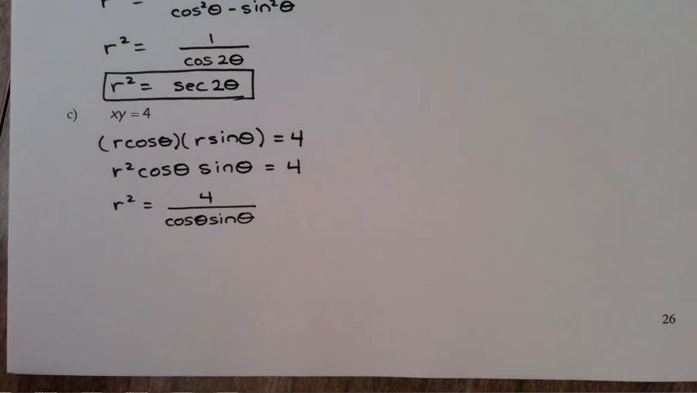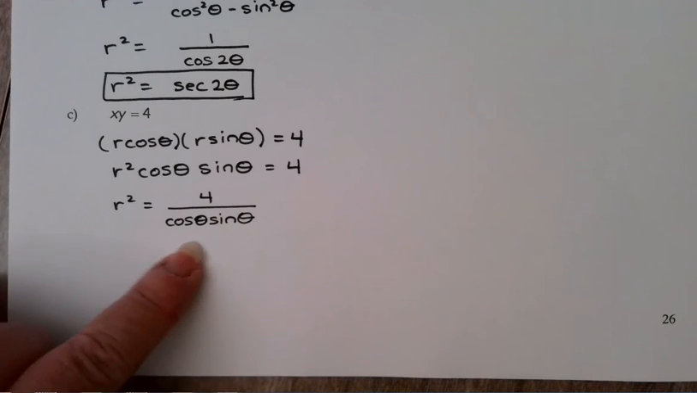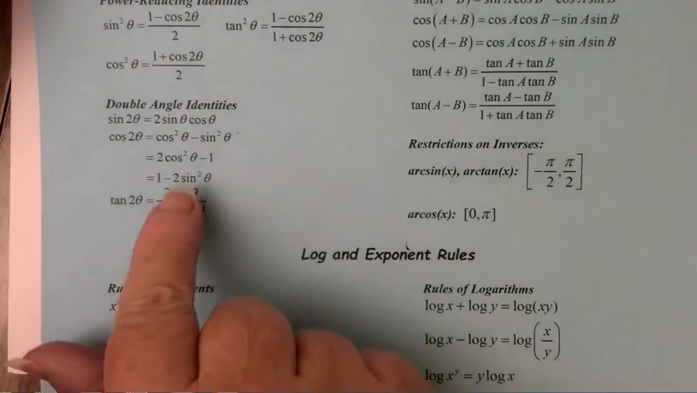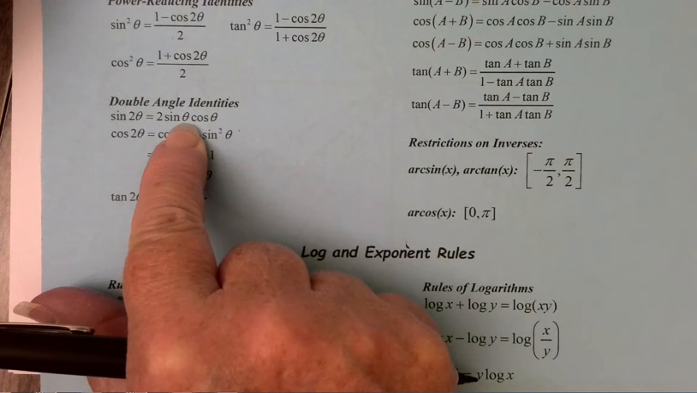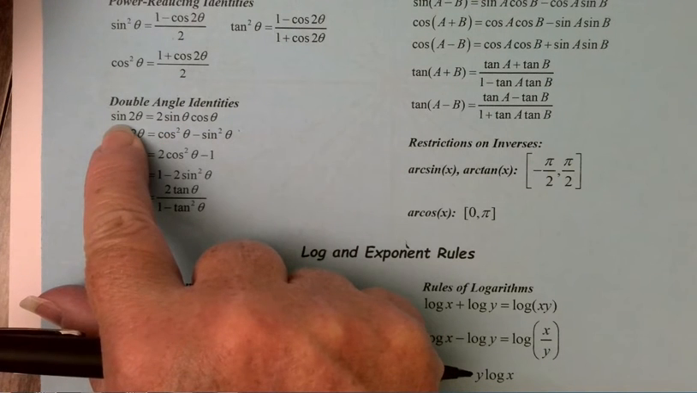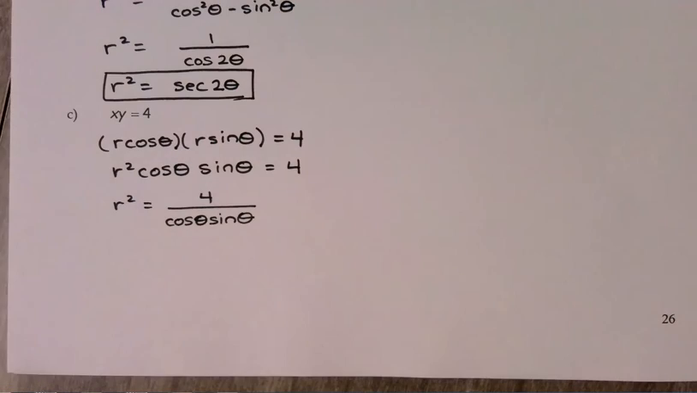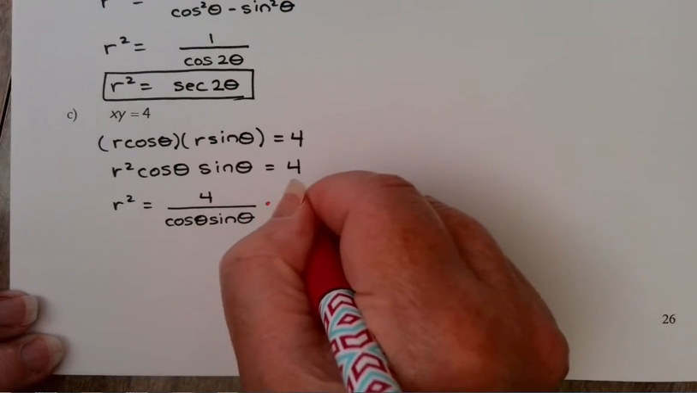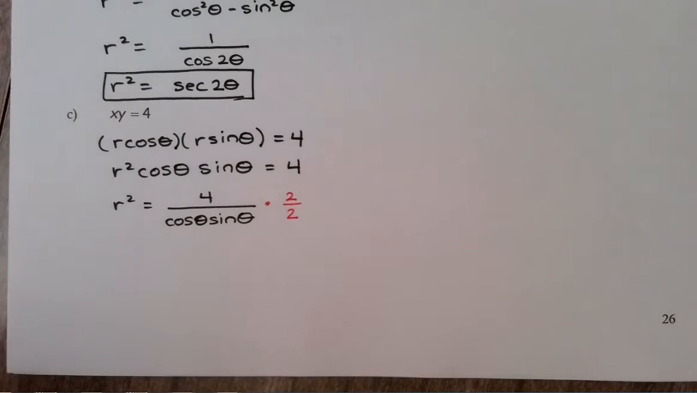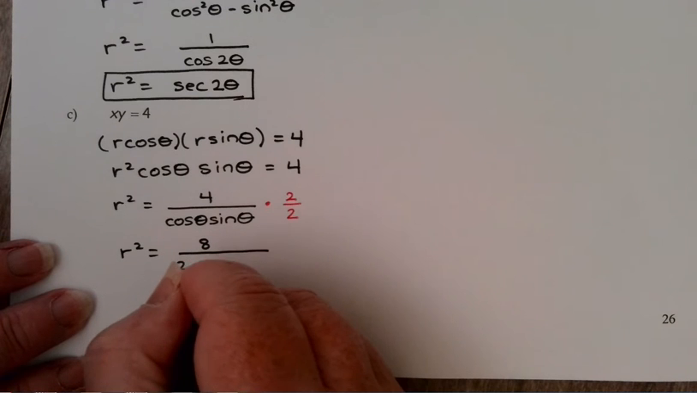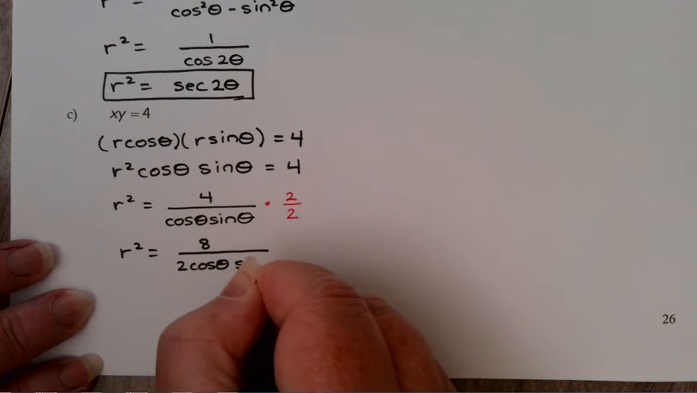Not terrible, but I might again ask, is there a way I could make that look simpler? Cosine theta times sine theta. If I look at my list of trig identities, I'm almost there, with the sine 2 theta, except I would need a multiplier of 2 in front of my sine theta cos theta. Well, that's not real hard to get. Right? This is a fraction, so I can multiply by the form of 1, 2 over 2, and make that 8 over 2 cos theta sine theta.